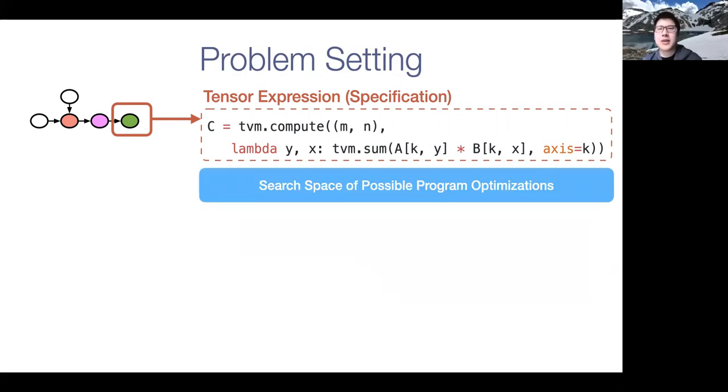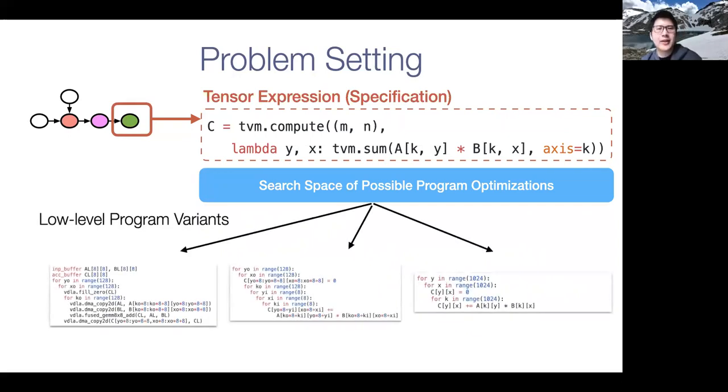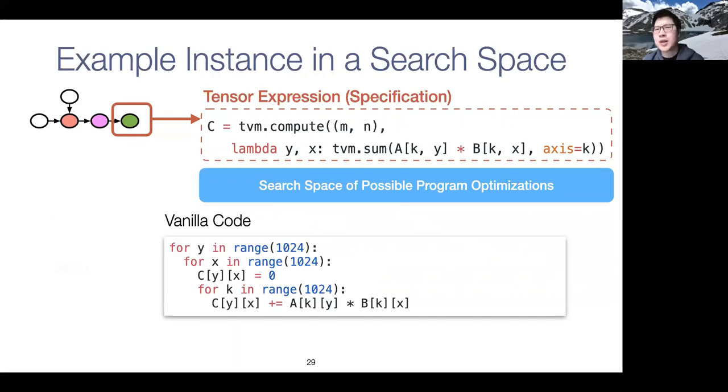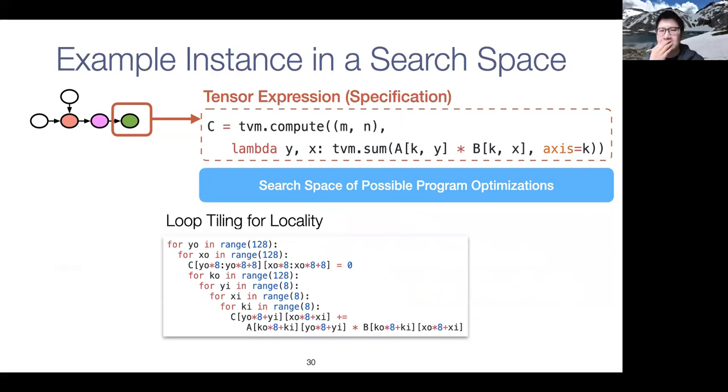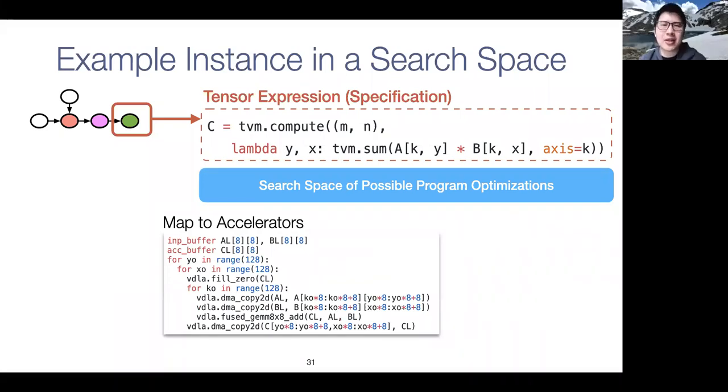Then we define a search space of possible program optimizations on top of this specification that generate different low-level program variations. To give you a sense of what kind of low-level program variation can be generated from a specification, we could directly generate vanilla for loop code that implements this transposed matrix multiplication. If you're familiar with CPU-based optimization, you might know that we want to transform a loop a bit so that you have a different iteration order that is more cache-friendly. As a result, it gives you better speedup on this particular workload. And finally, if you are working with special accelerators, you might want to translate some of the computation onto the special instructions that are supported by the specialized accelerators.